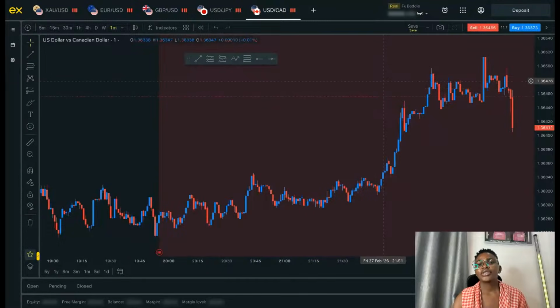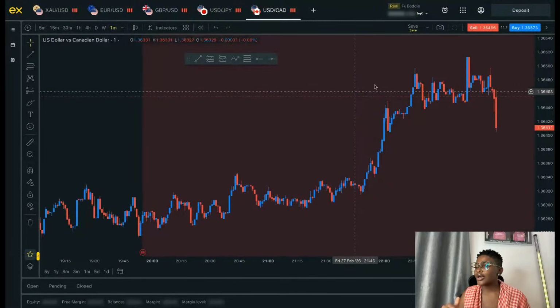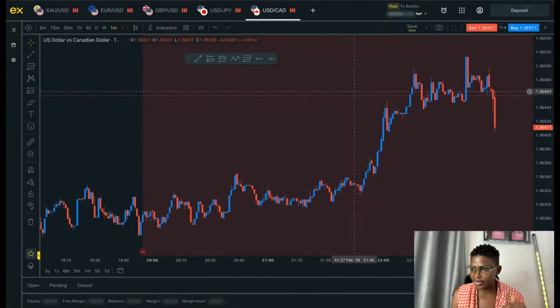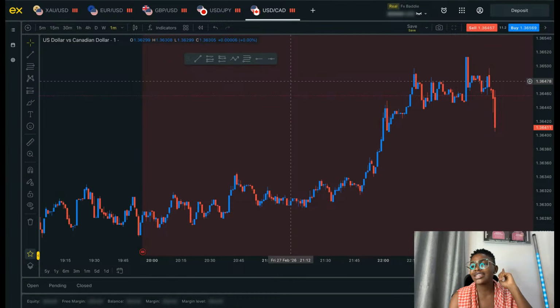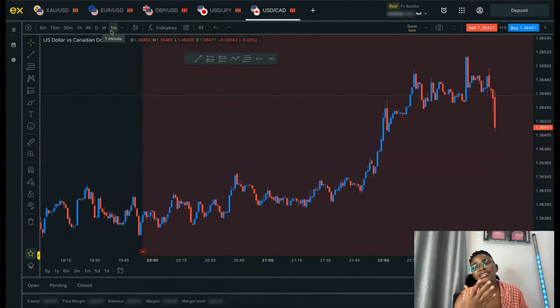Okay, yeah. So now let's do our top-down analysis. In our top-down analysis, we are marking these key levels from the higher time frames right down to the lower time frames, from the highest time frames right down to the lowest. Some people want to go to 1 month, but I just want to keep it simple because I don't like stress. So we'll start from weekly.